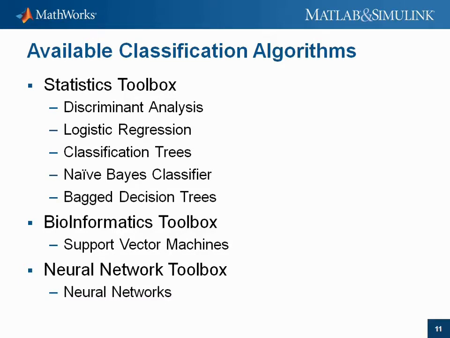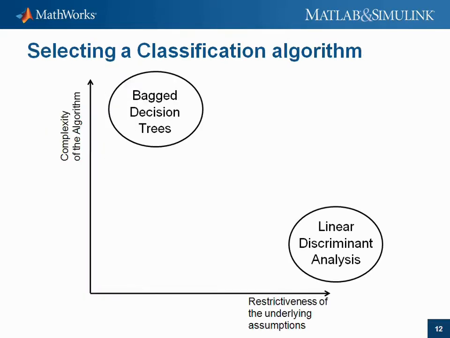Determining which classification algorithm to use is often the trickiest part of your entire problem. At the core, choosing a classification algorithm is a balancing act. There is an inherent trade-off between the complexity of the algorithm that you're using and how restrictive your assumptions are about the data that you're working with.